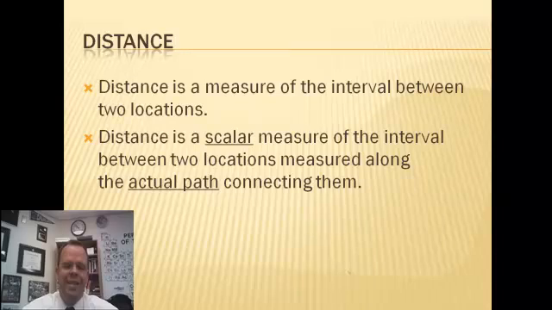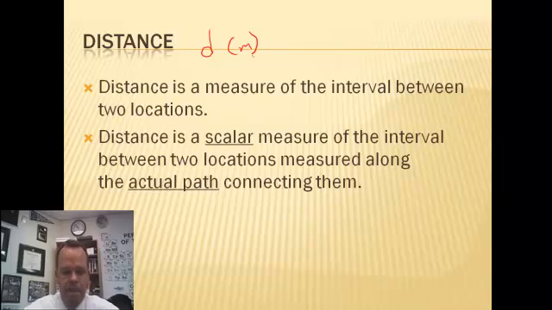There's a big difference between distance and displacement. Distance was our variable d that we talked about the other day. It's going to be in meters. Distance is the interval between two locations, is one simple definition. A very precise definition would be the scalar measure of the interval between two locations measured along the actual path connecting them.